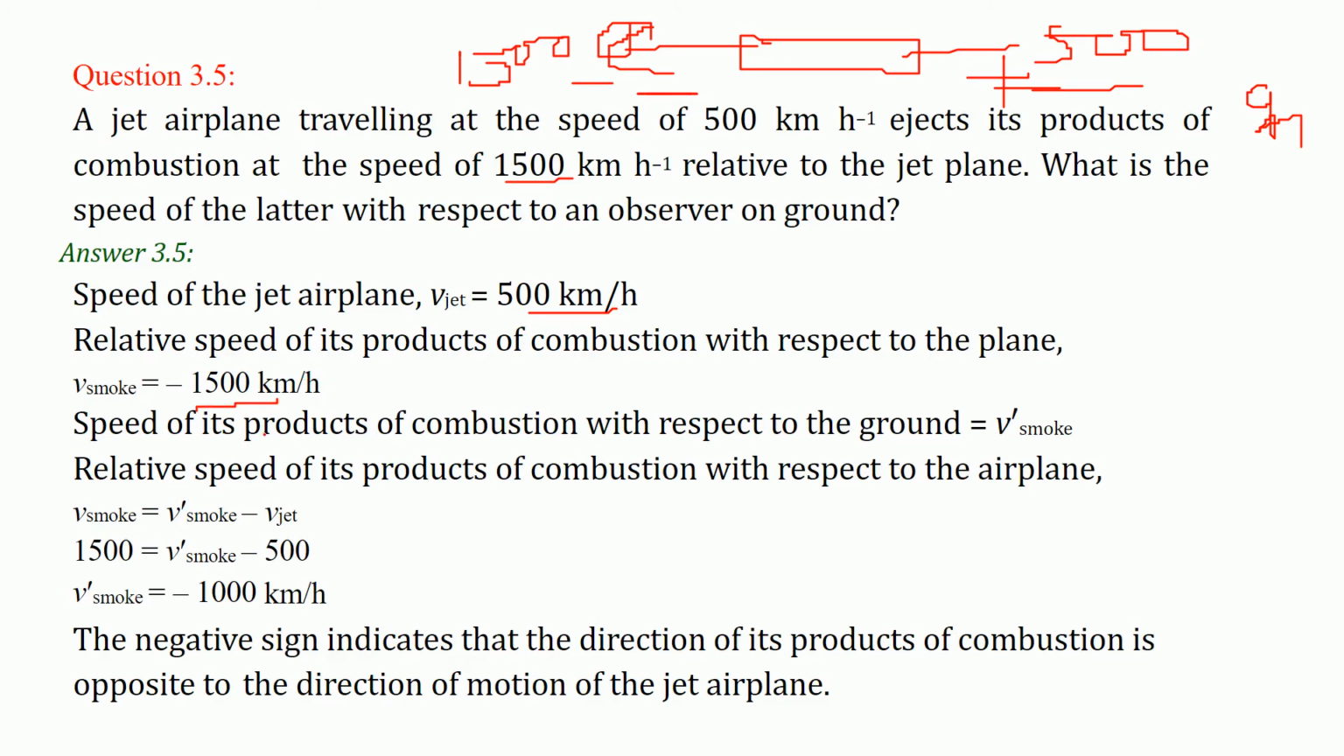Now the speed of the product of combustion with respect to the ground will be what? For him, let us assume it to be V dash smoke. And we know that the relative speed of the product of combustion with respect to the plane, V smoke, will be simply V dash smoke minus V jet. We want to find V dash smoke, so just take this one here.